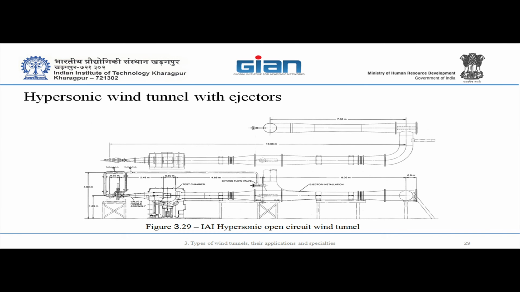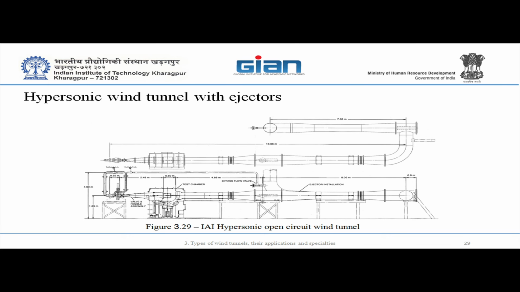Are there two test sections? No, only one. This is the test section here. It's an open jet, surrounded by a vacuum cell, hermetically closed, and there is an injection mechanism. So once you start the tunnel, it is down. Once the Mach number is settled, you inject the model inside the flow.